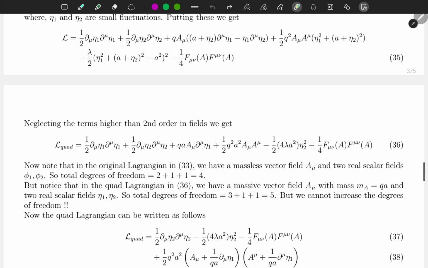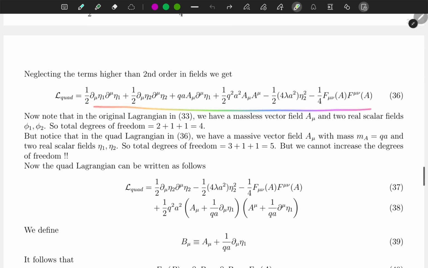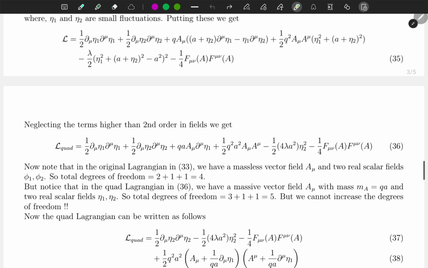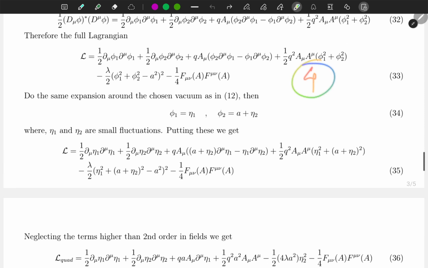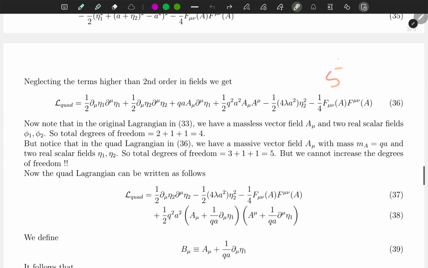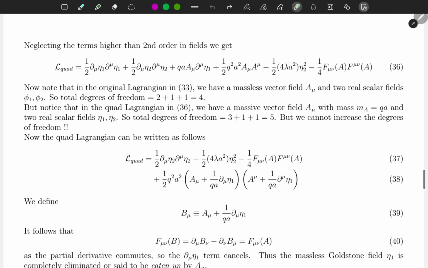Now consider the Lagrangian in 36, meaning this Lagrangian. What are the degrees of freedom? You have one massive vector field. For a massive vector field, the degrees of freedom is 3, and you have the scalar fields, eta 1 and eta 2. So you end up with 5 degrees of freedom. But this can't be possible. This has 4 degrees of freedom, and this is the same Lagrangian. Just by doing this process, you got 5 degrees of freedom.